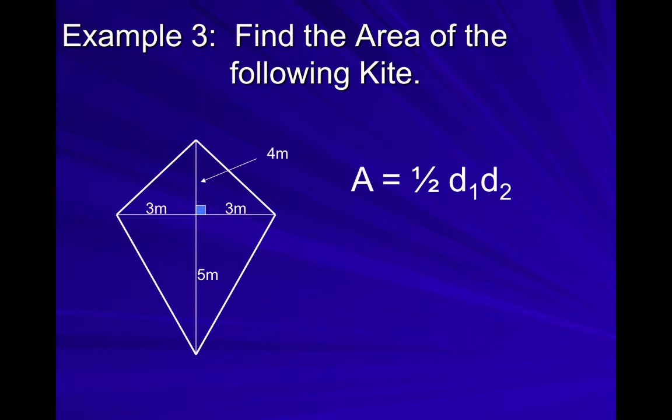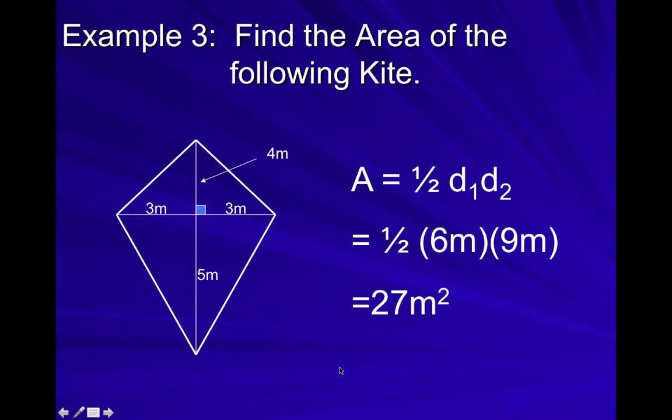So we know area is 1/2 diagonal 1 times diagonal 2. Well, diagonal 1 is the 3 plus 3. So I'm just adding this whole diagonal up. And then diagonal 2 is this long diagonal, and that's 5 plus 4. So that gets us 9. So I just plugged in the 6 and the 9, multiply that all together, and we get 27 meters squared.